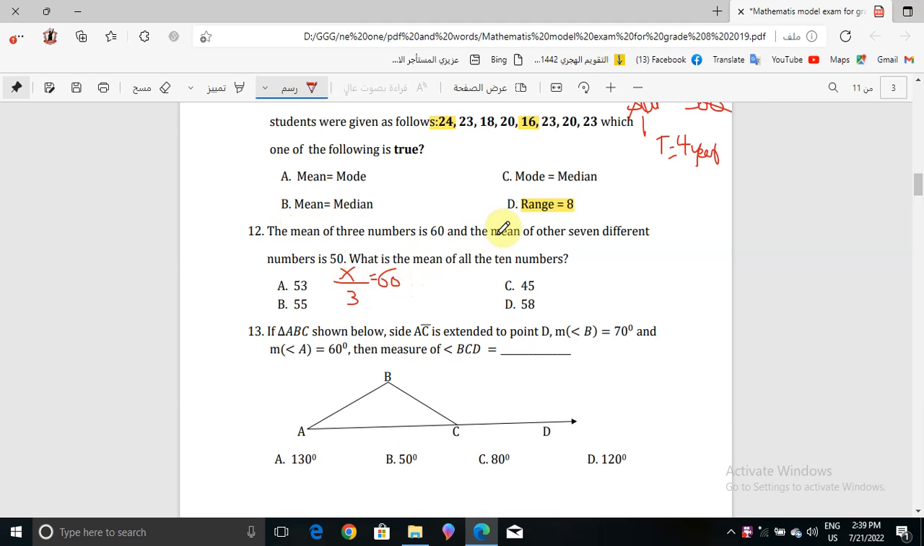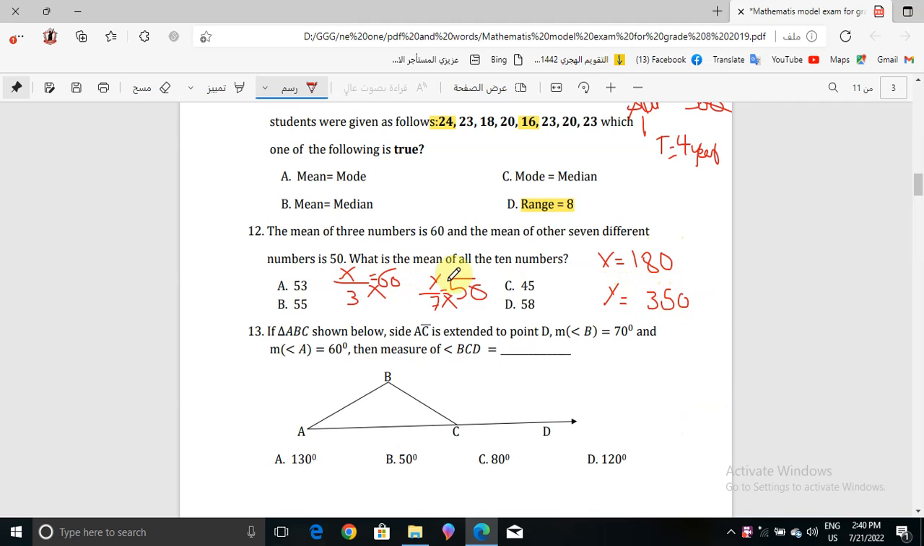Okay, and here we will use y, because here it says the other 7 different numbers is 50. So that means y over 7 is equal to 50. Then we will crisscross. After crisscross, you will get the value of x and y, where x is equal to 3 times 6, which is 180, and y is equal to what? 7 times 50, it will be 350.